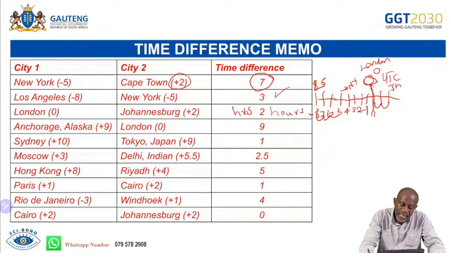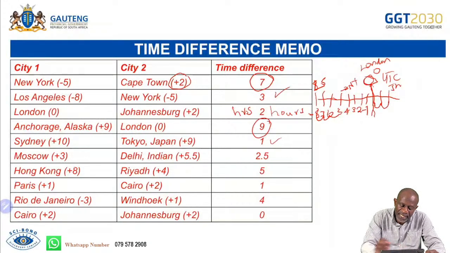Anchorage in Alaska is at +9 and London is at 0. So counting 9 times from 0, you'll arrive at a time difference of 9. Sydney is at +10 and Tokyo in Japan is +9. So the time difference, counting from 9 to 10, will be 1 hour.